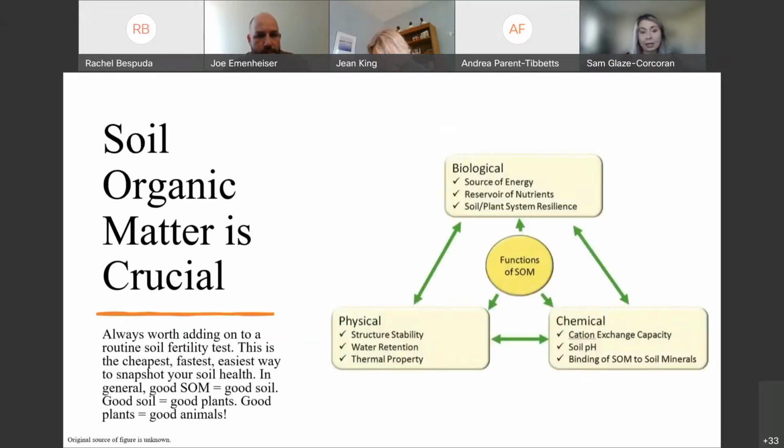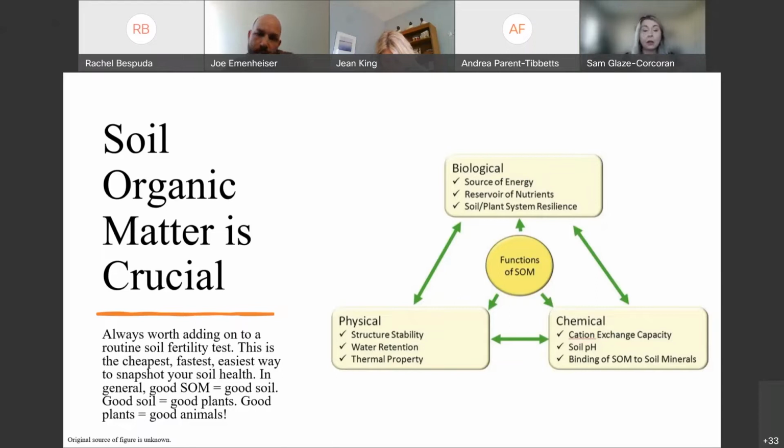But before we get into the really nitty-gritty of the soil health tests, I want to take a big step back and just talk about soil organic matter. I would say that if you take nothing else from today, look at your soil organic matter. This is the cheapest, fastest, easiest way to get a snapshot or an understanding of what's going on with your soil health. And it's just a few bucks to add it to a routine soil fertility test.